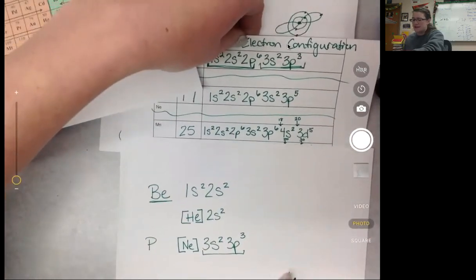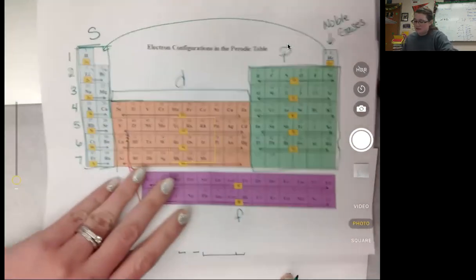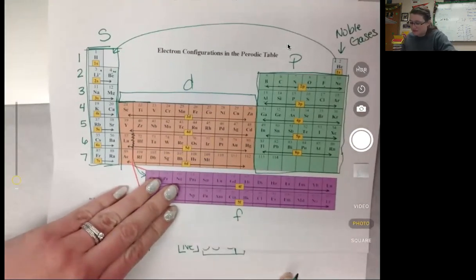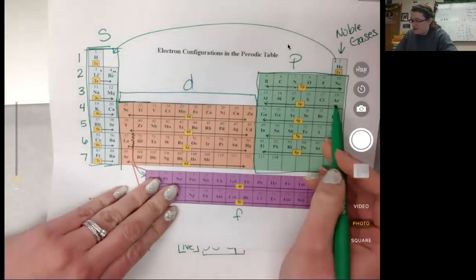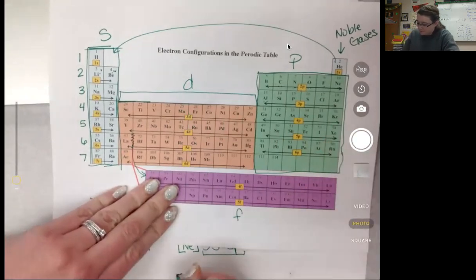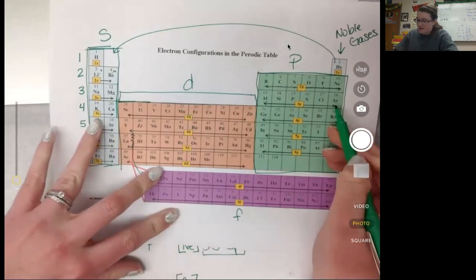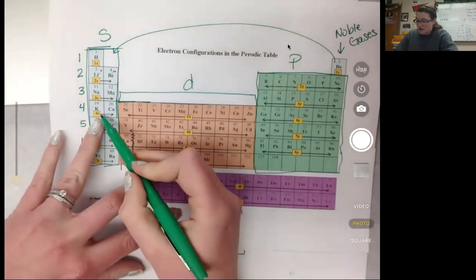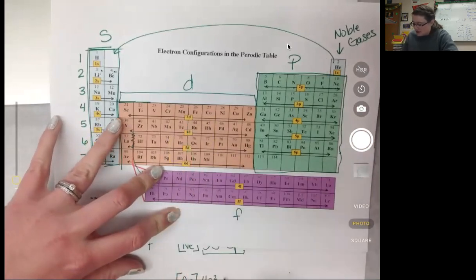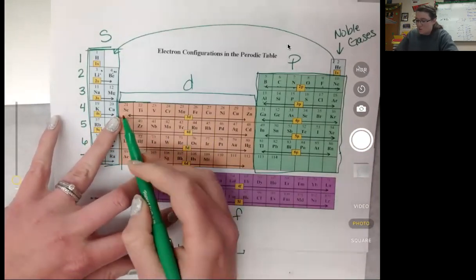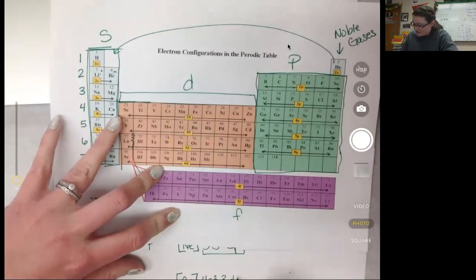So let's look at manganese. Manganese is right here. And so the noble gas that comes before it, I'm going to go up a row and go to the end. It's argon. And so what comes after argon till I get to manganese would be 4s2. And then it jumps into 3d. And so it's 3d, 1, 2, 3, 4, 5.